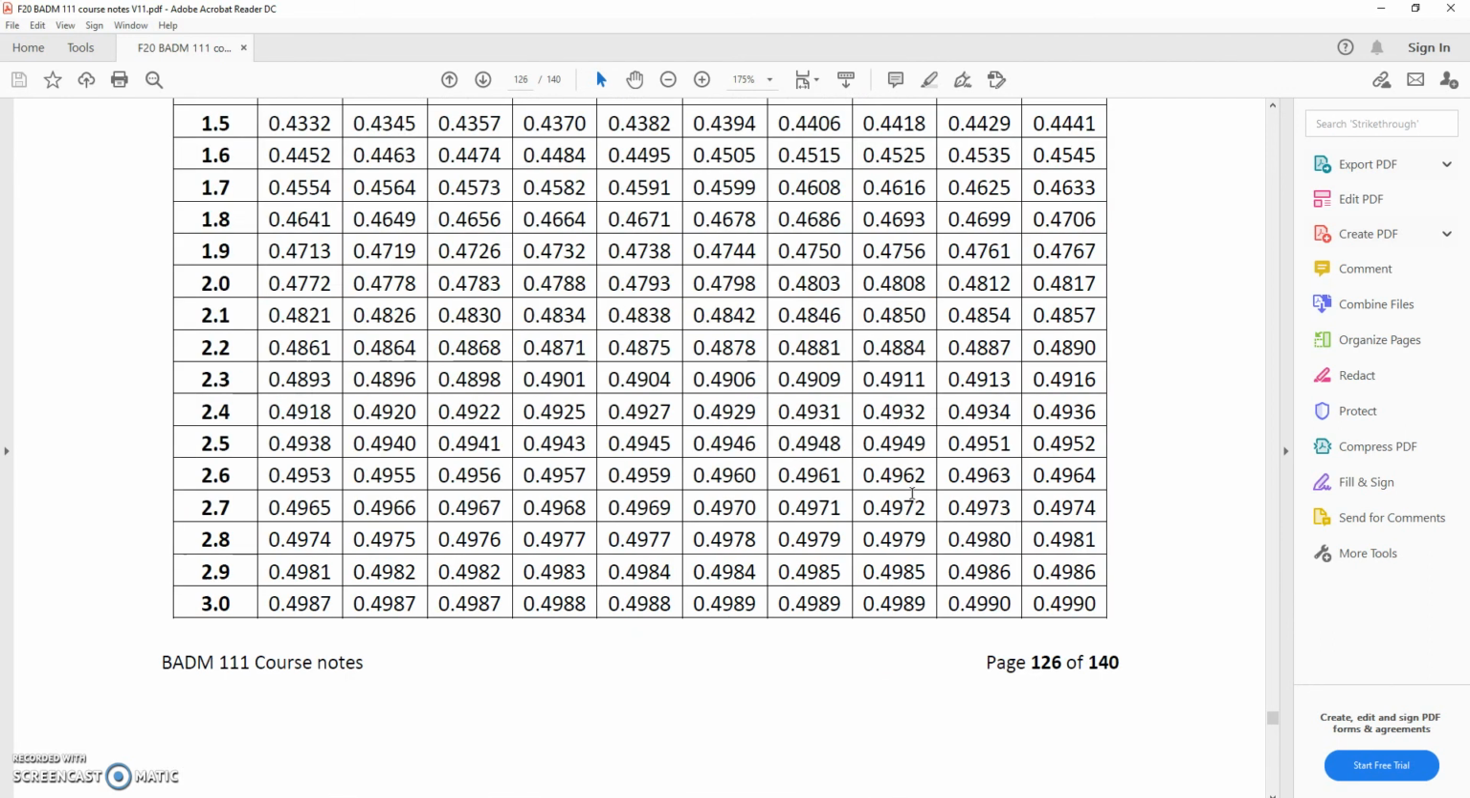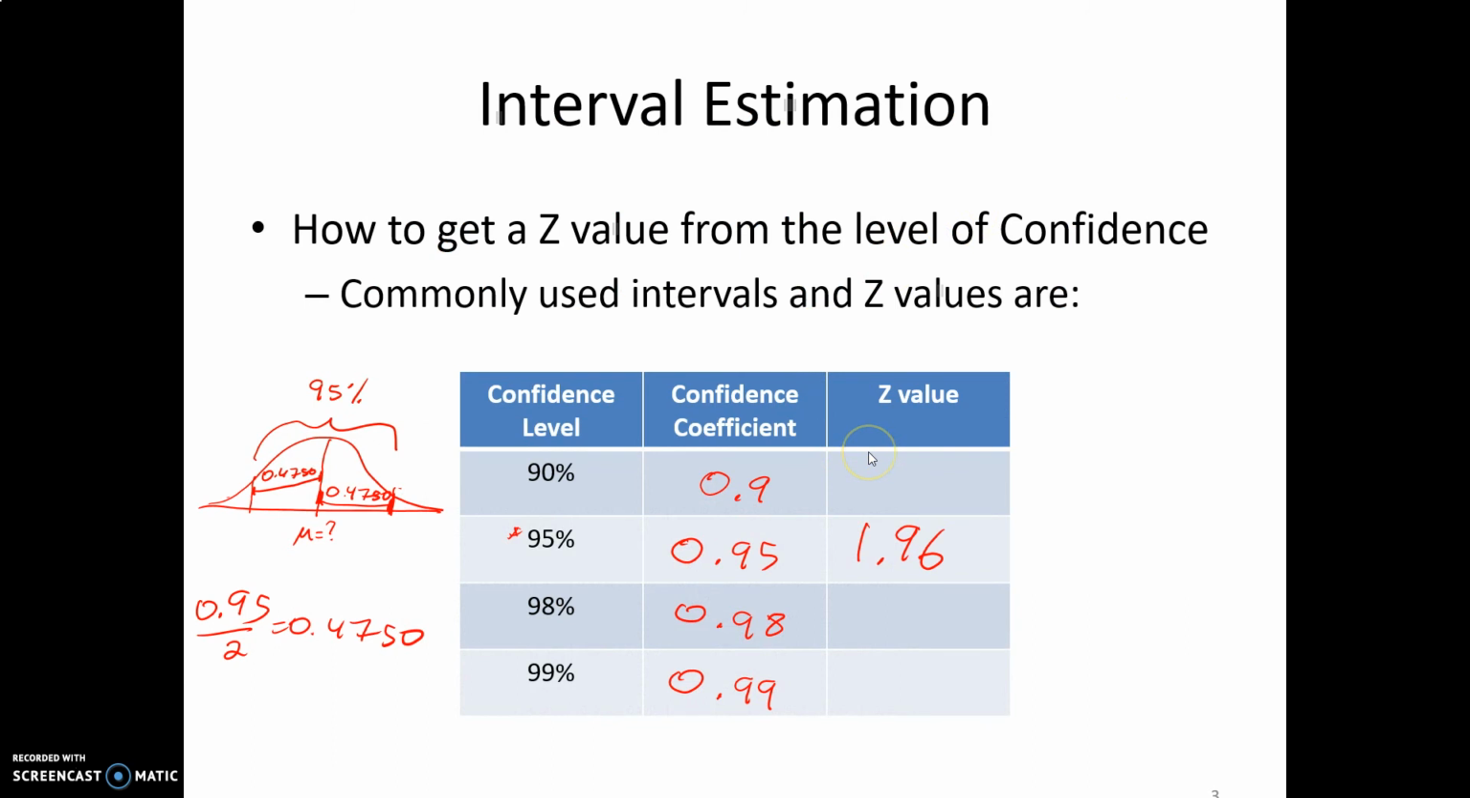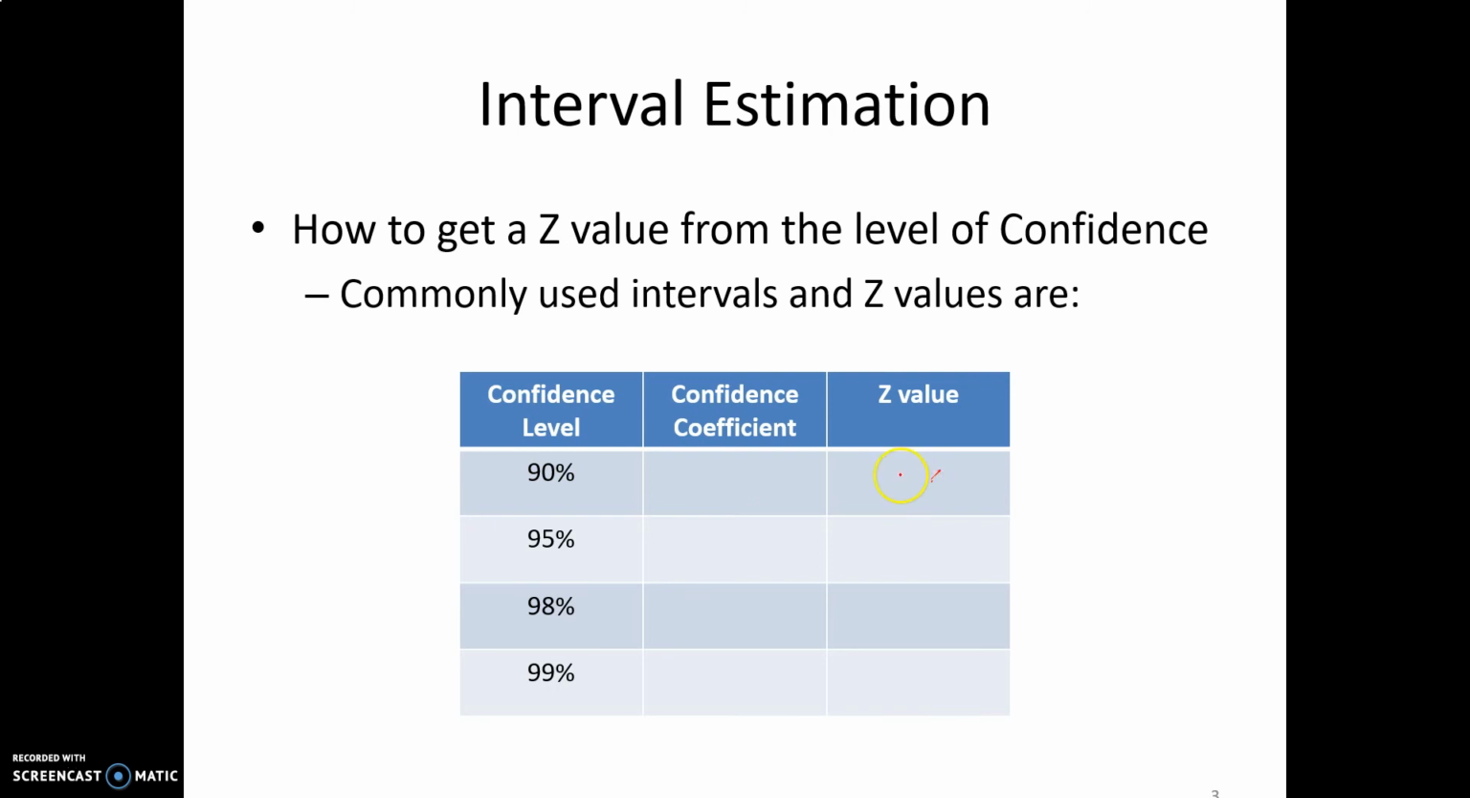We're going to use 1.64 as our Z value. Even though it's right in the middle, we'll just stick with 1.64.